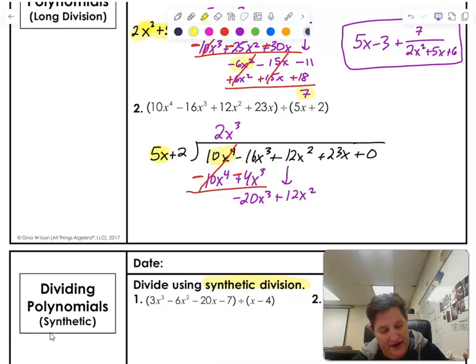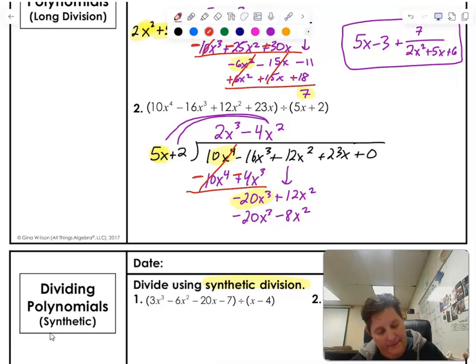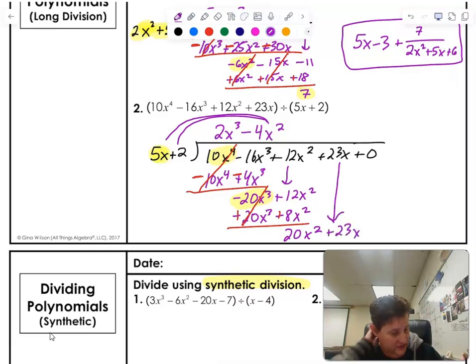So start with 5x. Goes into negative 20x to the third, negative 4x squared times. So that gives me negative 20x to the third, negative 8x squared. Okay, change the signs. That cancels. And this gives me 20x squared, and I bring down the 23x.